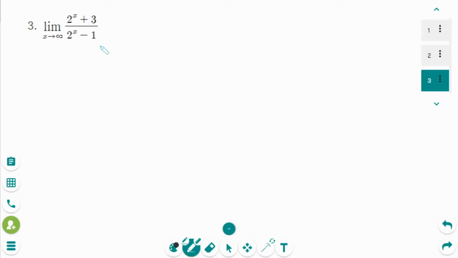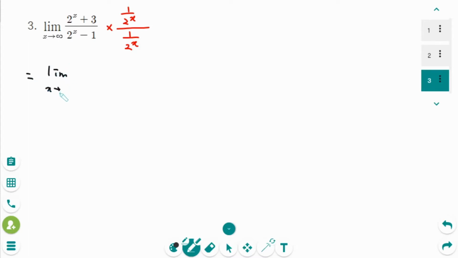This is the next question. When you put infinity into x, you get the infinity over infinity form. However, unlike previous questions, this one does not contain polynomials. Here, we just need the largest term, which in this case is 2 to the power of x. So let's divide each side by 2 to the power of x. So I will write it down like this, and then expand.